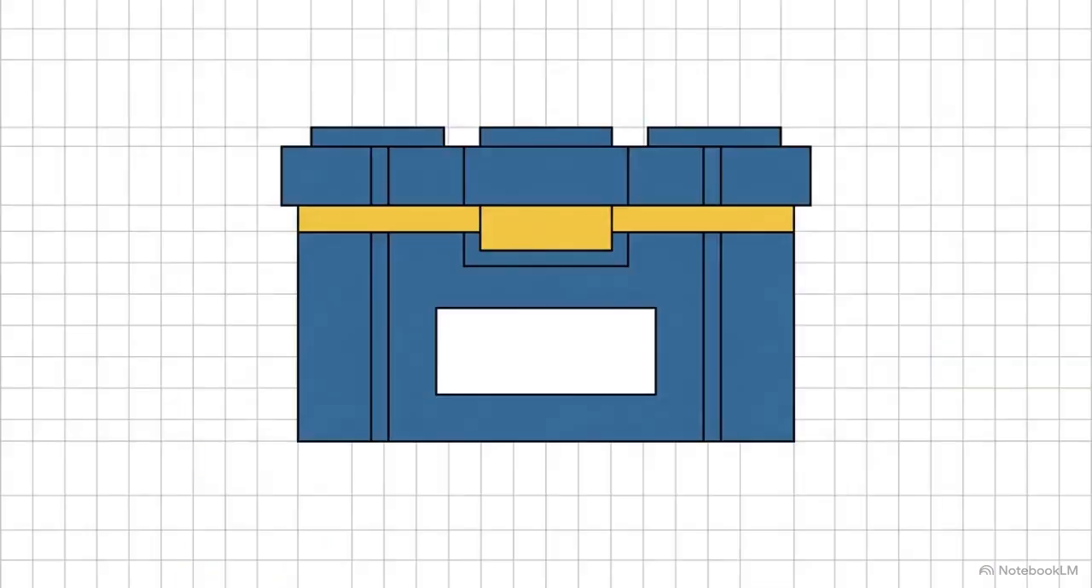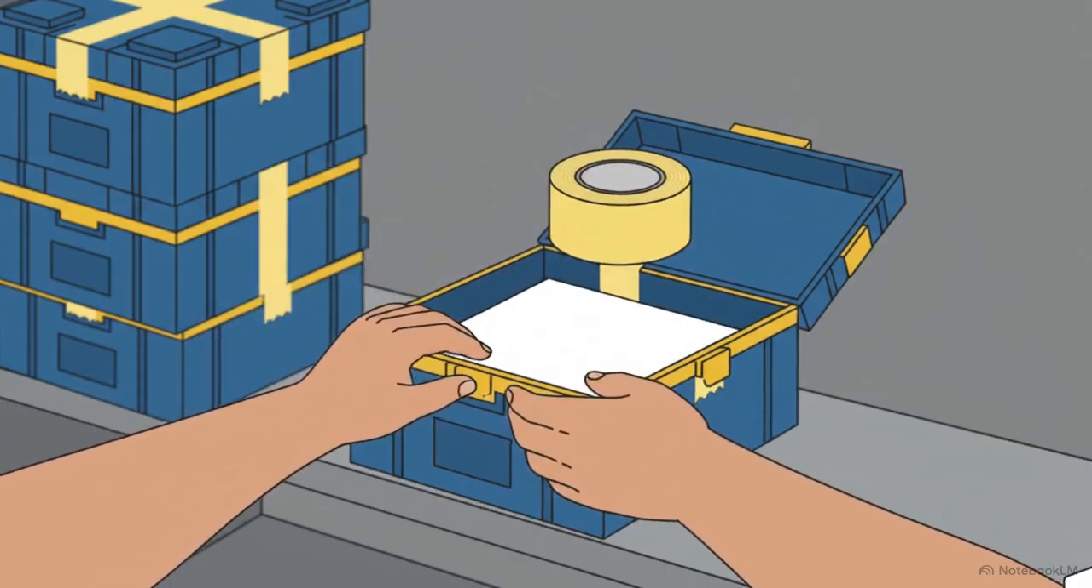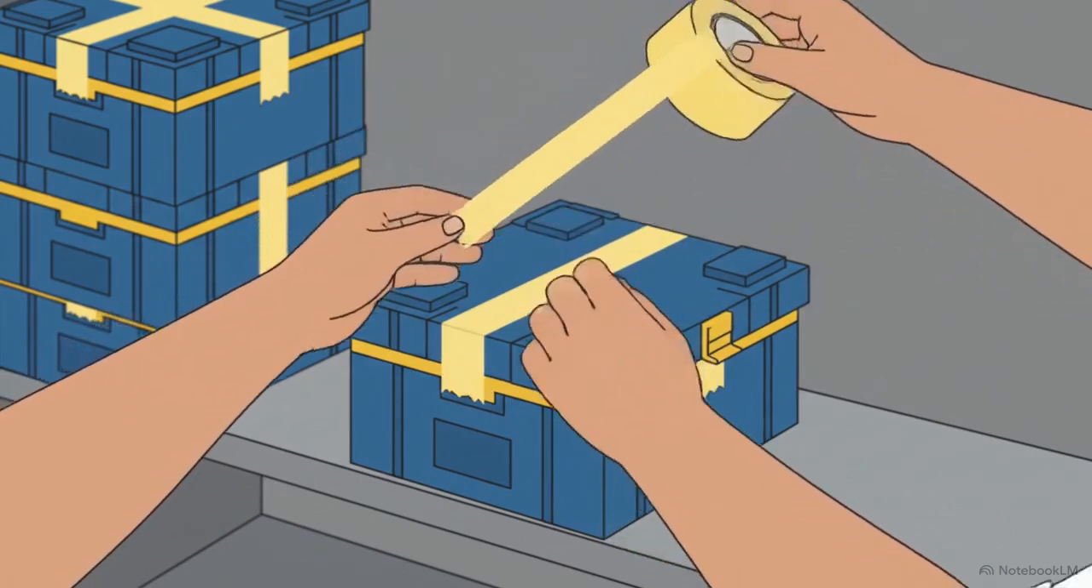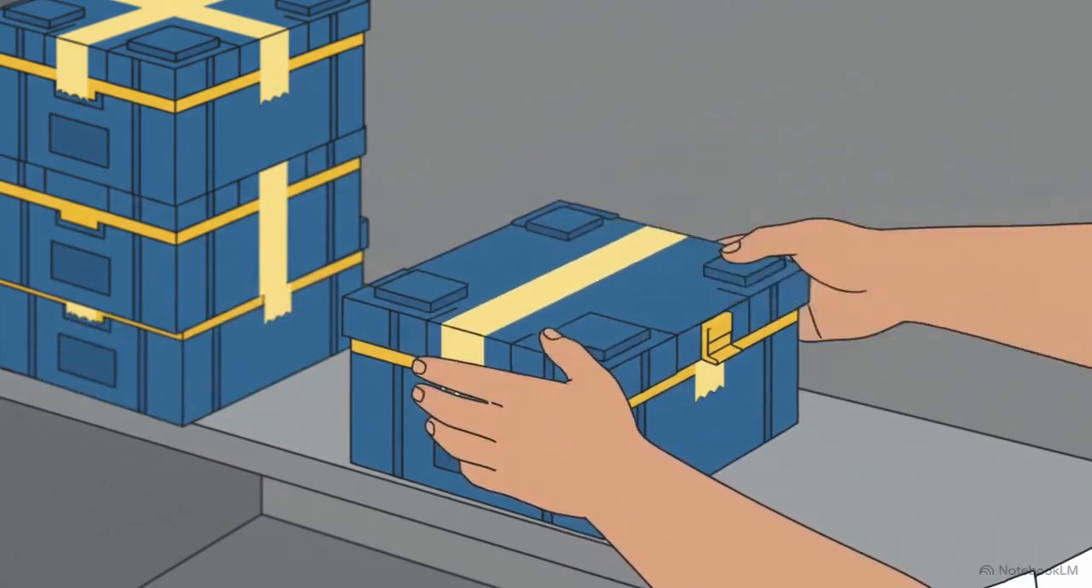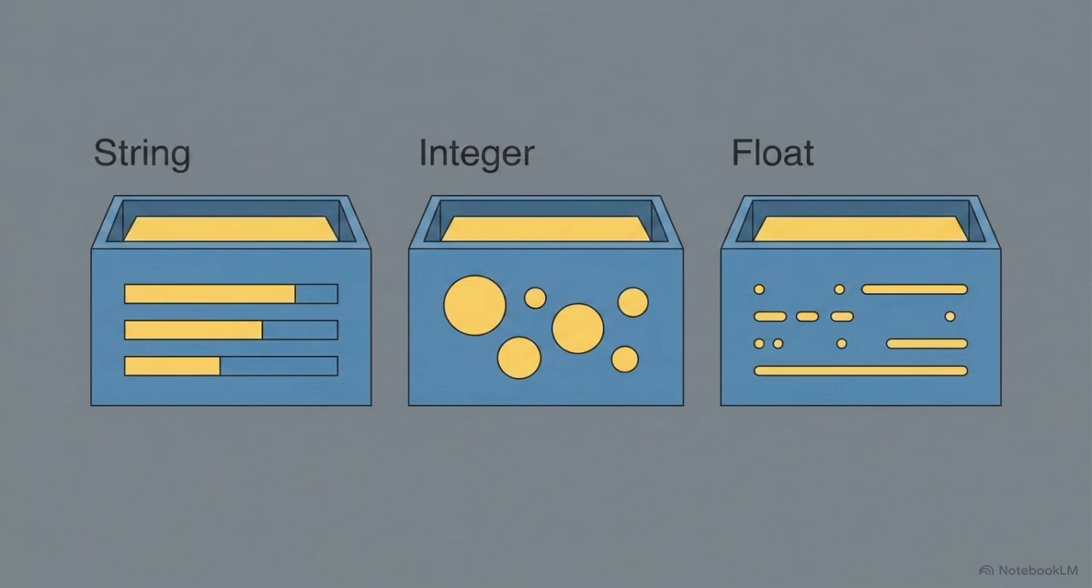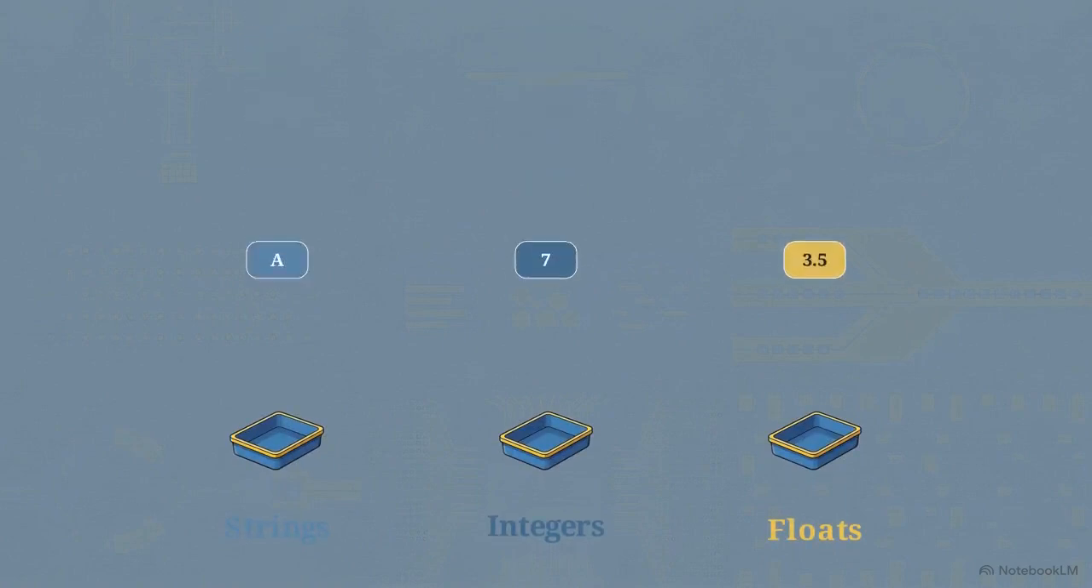From there, you introduce variables. Think of a variable as a labeled storage box. You drop a specific piece of information inside, put a name on the box, and set it aside to use later. This animation shows how those storage boxes organize the primary types of data required for any software: strings for text, integers for whole numbers, and floats for decimal fractions.